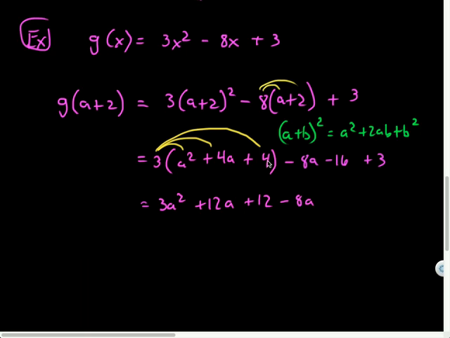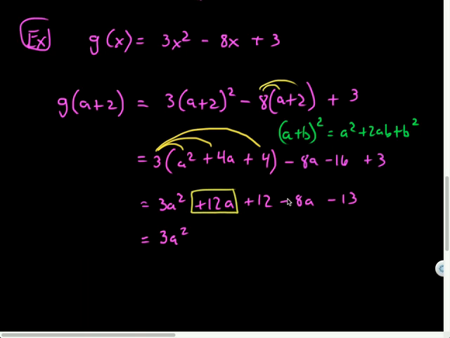Minus 8a, and I think negative 16 and 3. I could simplify ahead of time here. That's going to be negative 13, if I'm not mistaken. So let's combine like terms. Does 3a squared have any friends? No. So it's just plain old ordinary 3a squared.